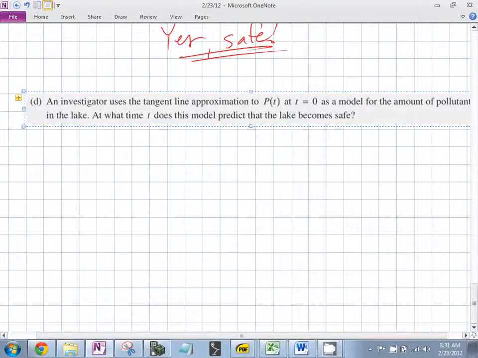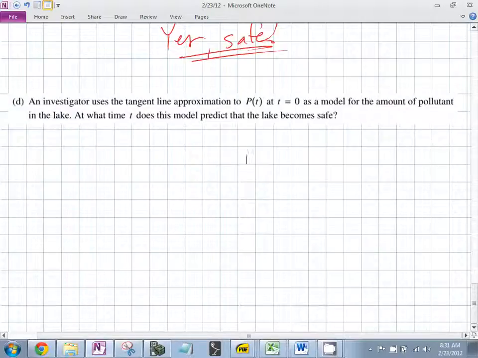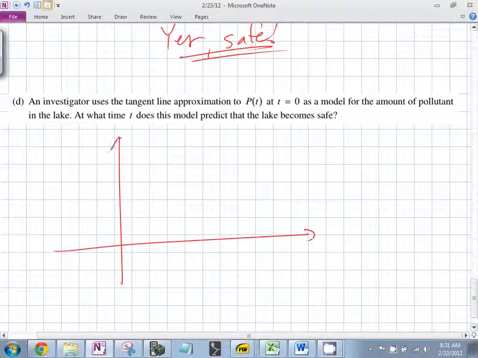D, here we go. An investigator uses the tangent line approximation at P of t at t equals 0 as a model for the amount of pollutant in the lake. At what time t does this model predict that the lake becomes safe? Okay, so you agree that the amount of pollutant in the lake is going down, correct? It's going down at some rate.